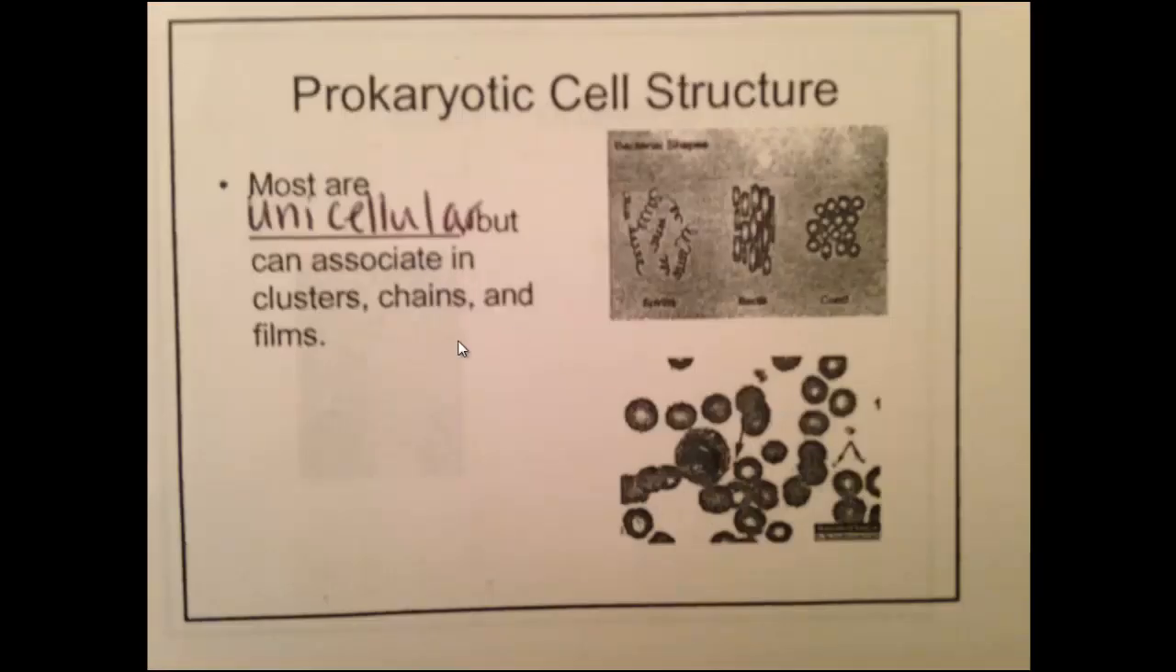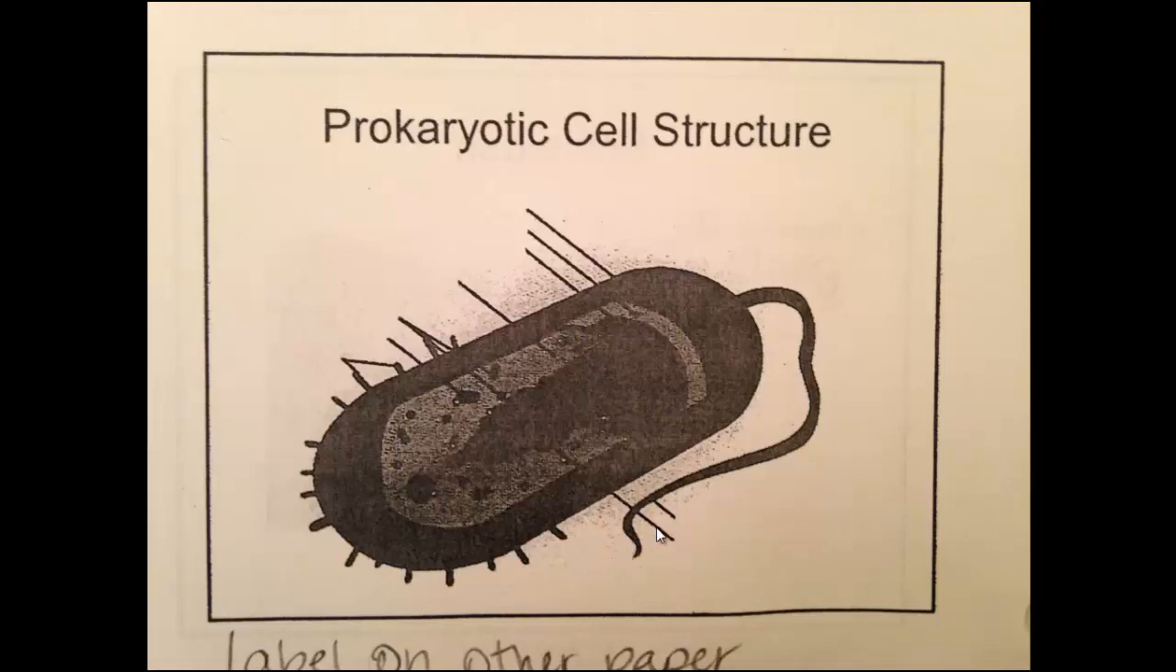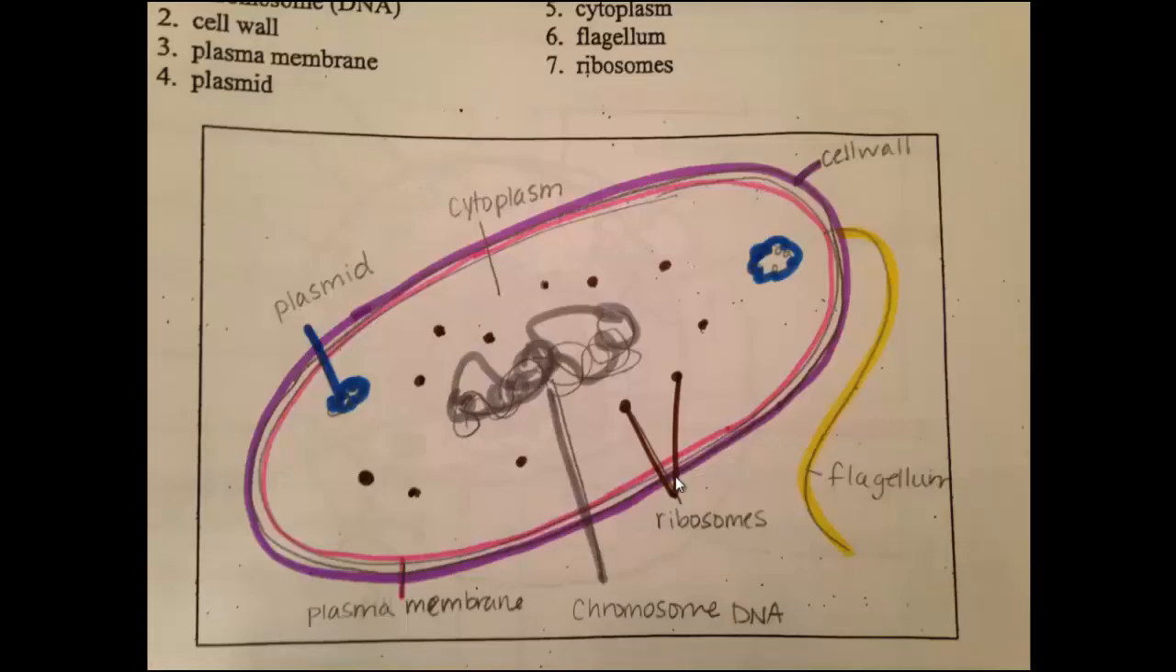Prokaryotic cell structure: they are unicellular, but they can associate together in what's called a cluster, so they can just be around each other and exist together. There are some bacterial shapes that we tend to classify them as, and then you can see this colony of cells over here.